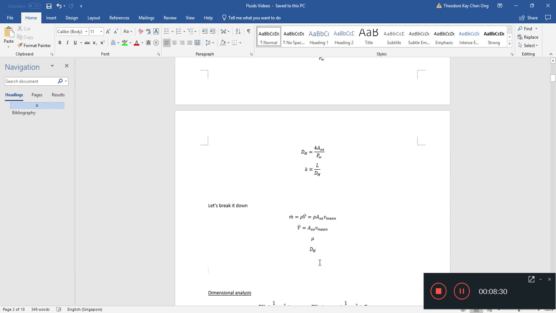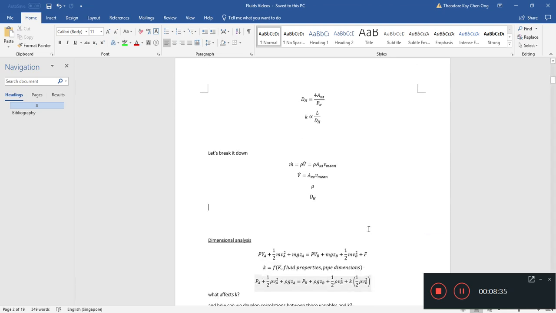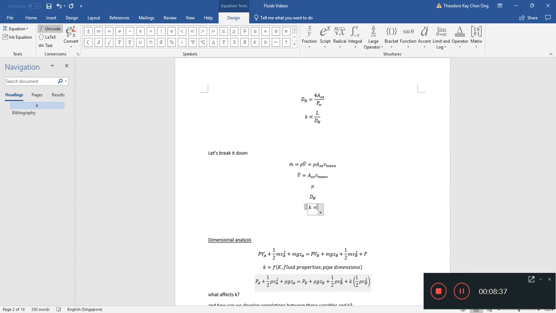So in general, let's say we have a K, it will be some function of hydraulic mean diameter, mu, A, cross-section area, V mean, and of course the length. And of course we have density as well. So that's like 6 factors already.